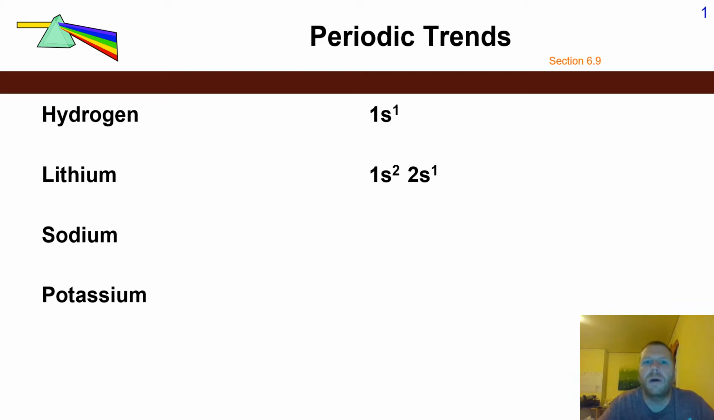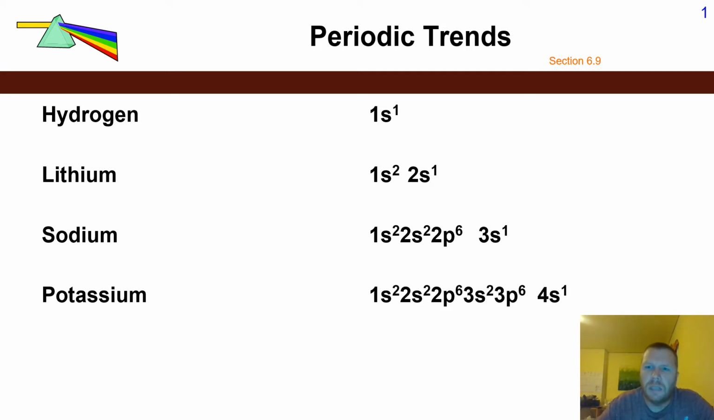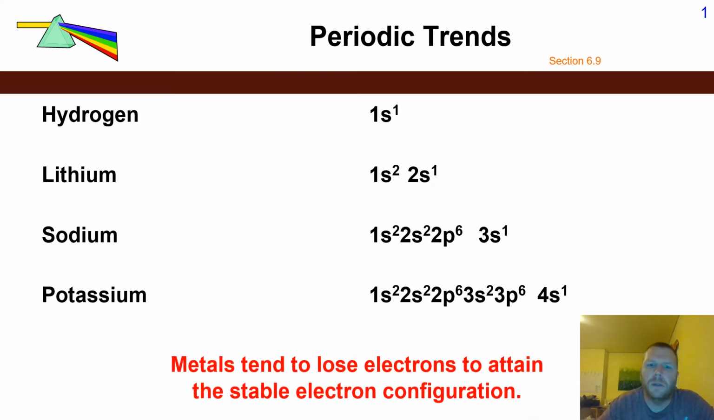Okay, so if you think about hydrogen, hydrogen only has one valence electron. Its one valence electron is in that 1s orbital. Lithium, that one valence electron is in the 2s orbital. Sodium is in the 3s. Potassium is in the 4s. Okay, so metals like these tend to lose one electron.